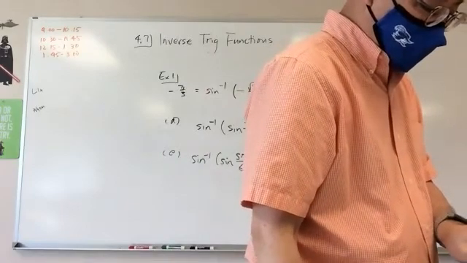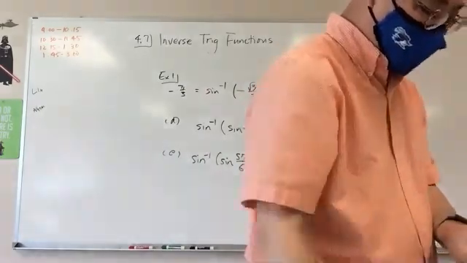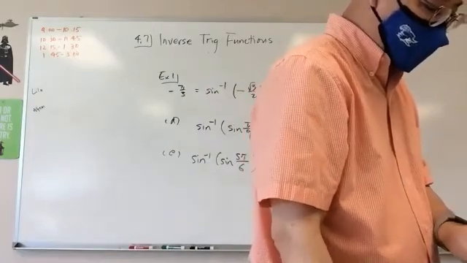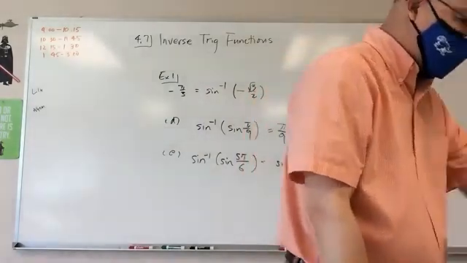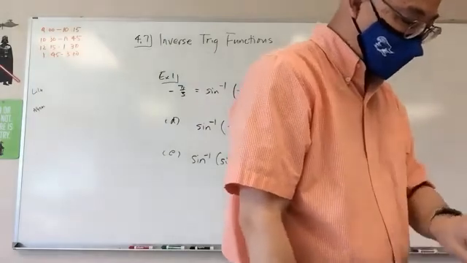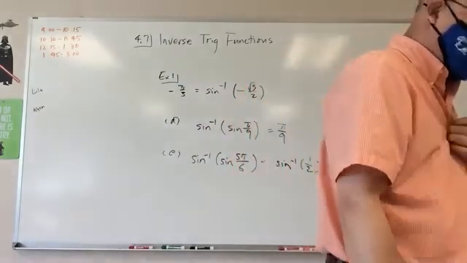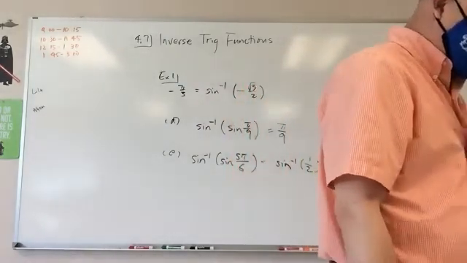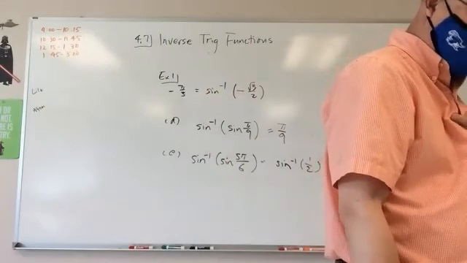Example number 2, I'll let you do that at home. Use your calculator. Make sure you're in radian mode. Make sure you know how to do that. That's example number 2. Inverse cosine and tangent.